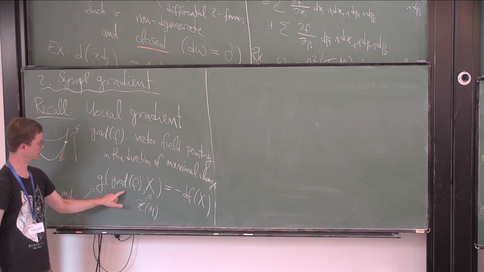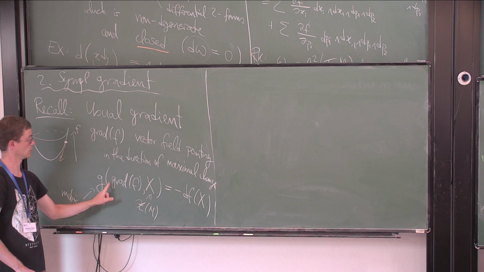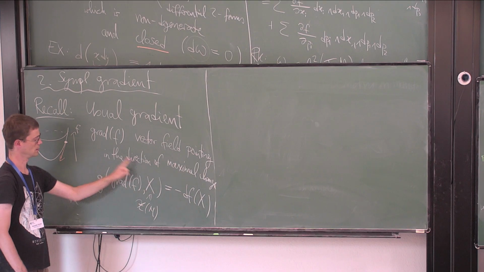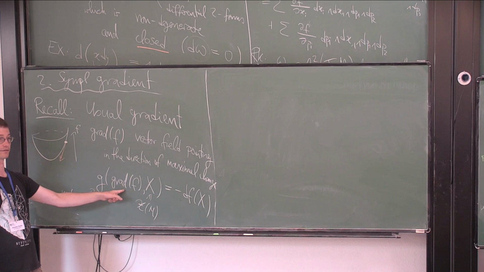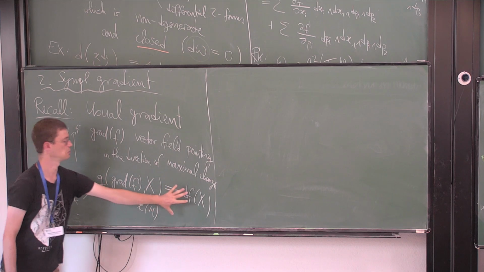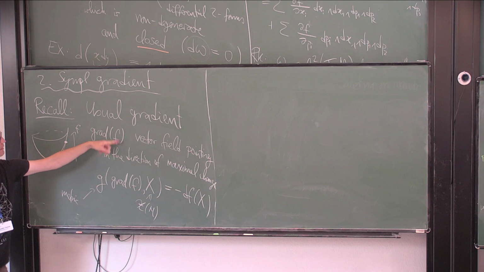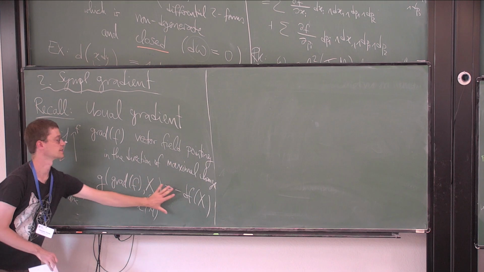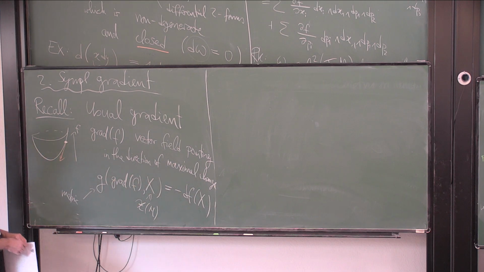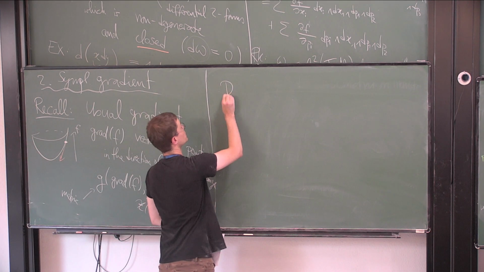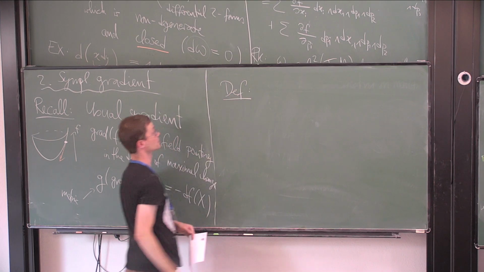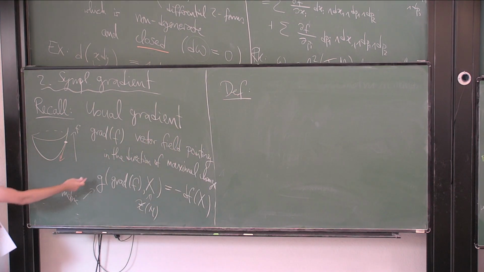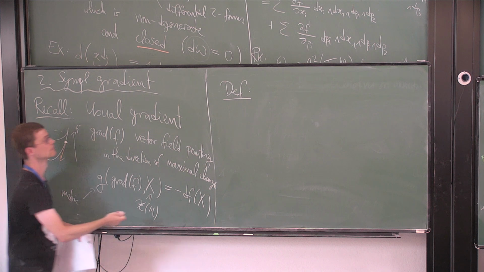And so having this means that in order to make this maximal, X should be aligned with the gradient of f. And that's exactly what's written here, right? The gradient gives you the direction of maximal variation. This is the way to put it in formulas. And now, once you have this formula, the definition for the symplectic gradient is actually the same. You just replace g by omega.